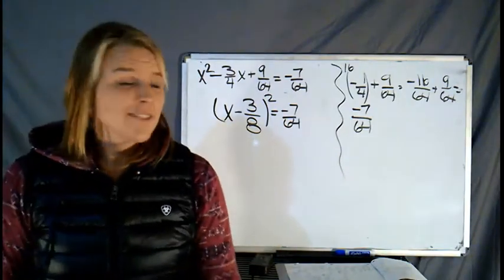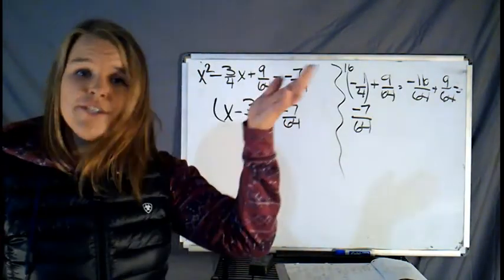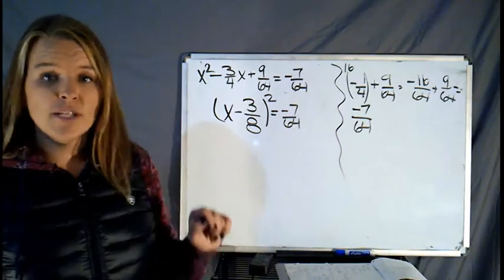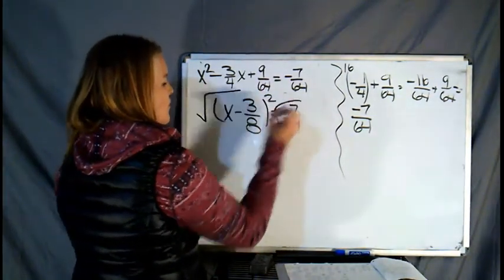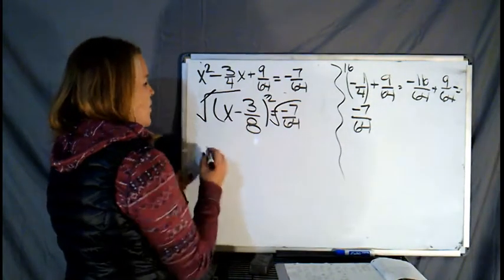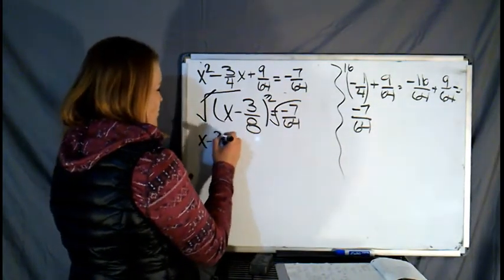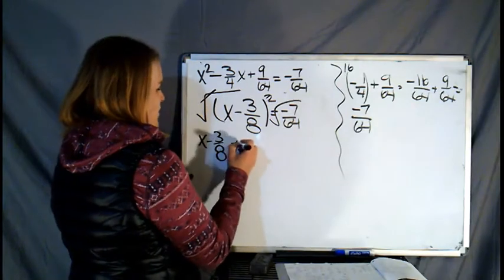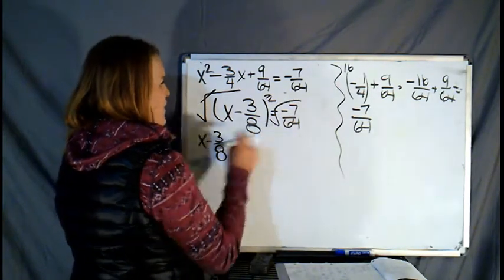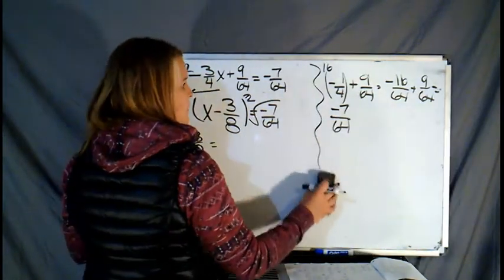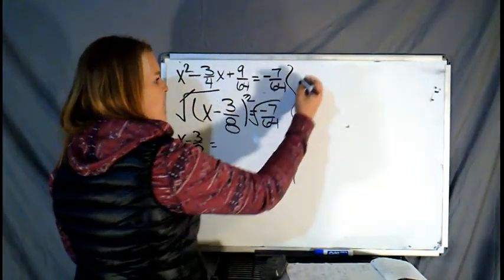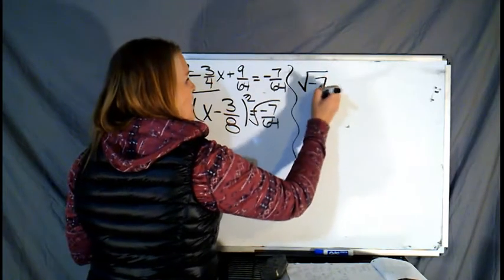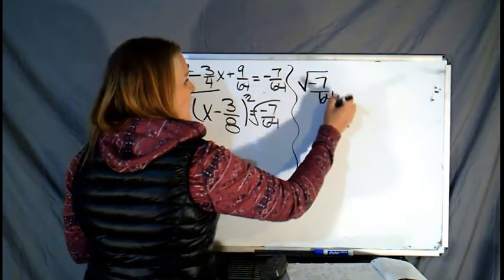Okay, so let's solve for x. How am I going to do that? I'm going to take the square root of both sides to start out with. So the square root of this, square root of that. These are going to cross out. x minus 3 over 8 is equal to the square root of negative 7 over 64. Let's look at what is the square root of negative 7 over 64.